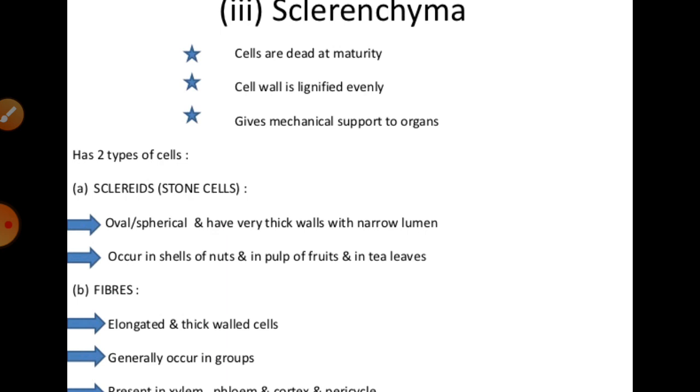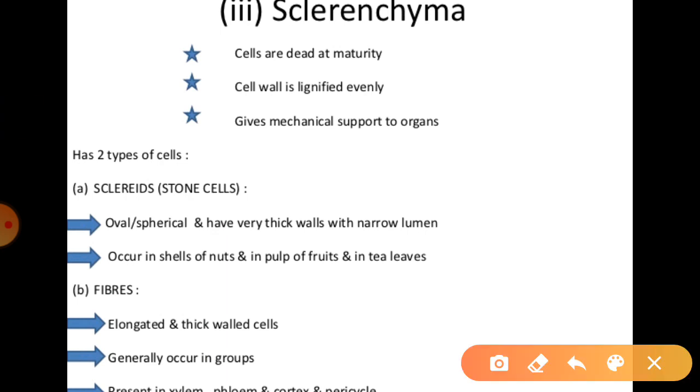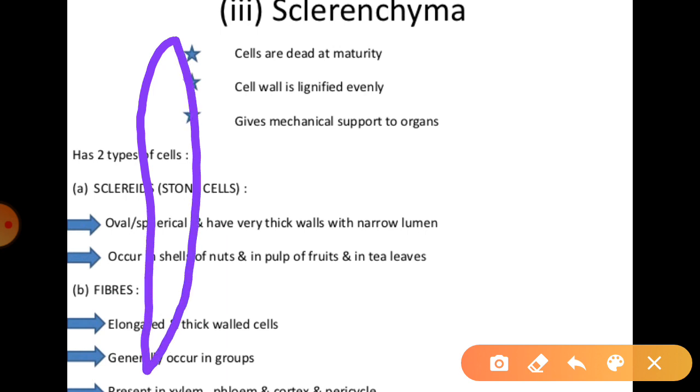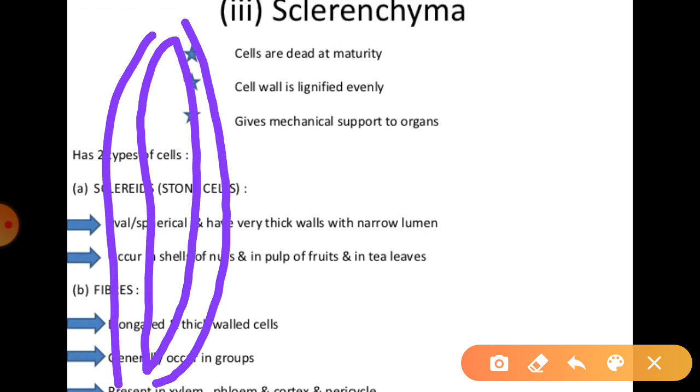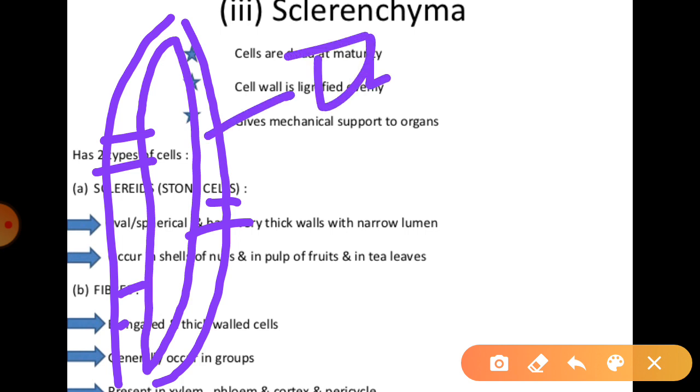Now, if we talk about the fibers, the fiber cells are thick walled, elongated and pointed, right? If we want to draw such a structure, the fiber cell looks like this, and there should be slight pits between them. So this is the thick wall, and this is the narrow lumen, as I told you.